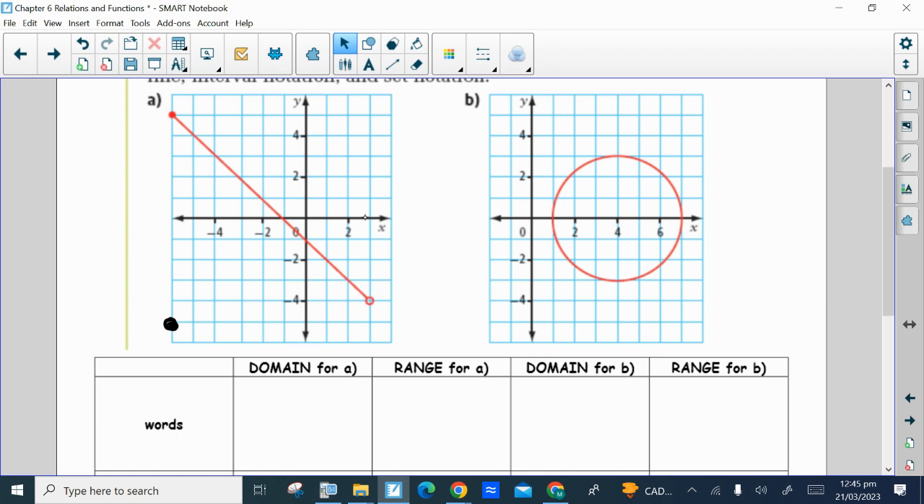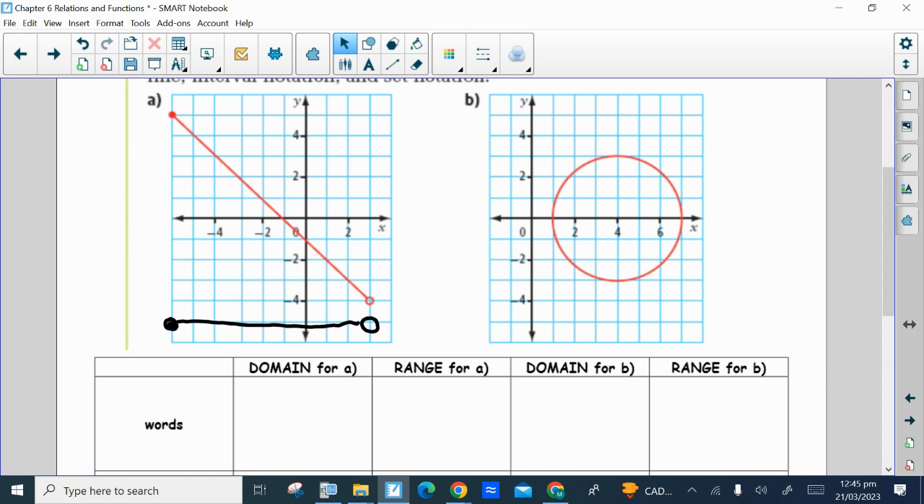And I'm going to go to the right as far as +3. But there's an open dot on there, which means that that +3 is not included. Every value between -6, which is included, and +3, which is not included, belongs to the domain.